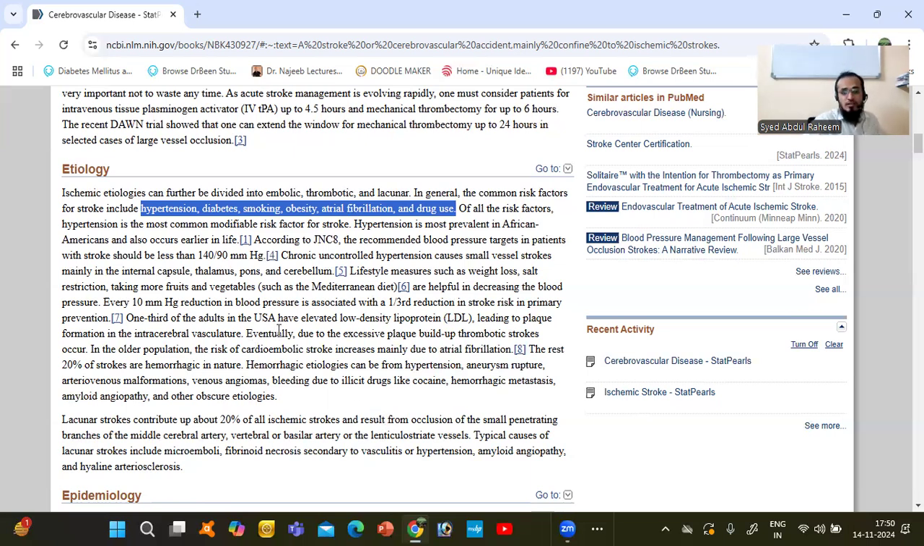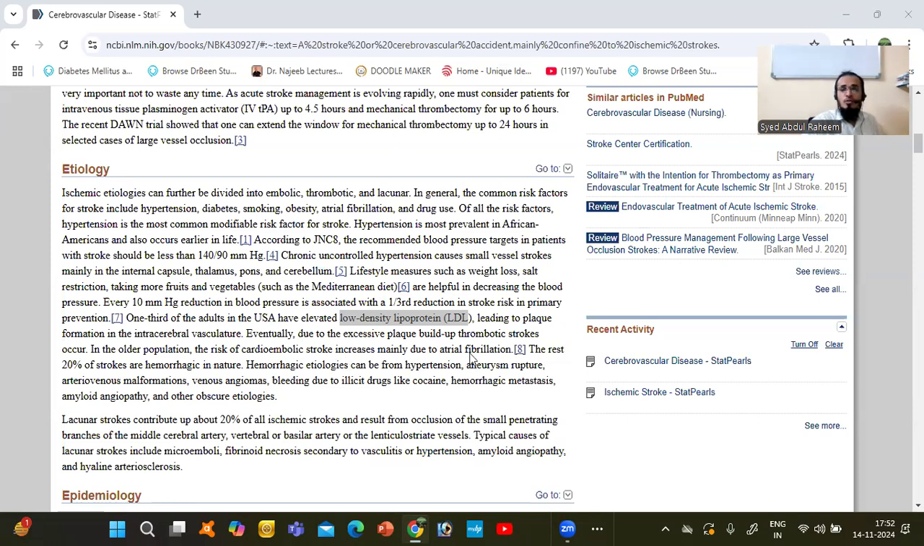One third of adults in the USA have elevated low density lipoprotein, LDL, very dangerous. Oh, sorry, very dangerous lipid. So low density lipoprotein, lipid fat, is very dangerous. Increasing LDL may cause stroke. Okay, so this is very important, and cardioembolic stroke also leads to stroke.